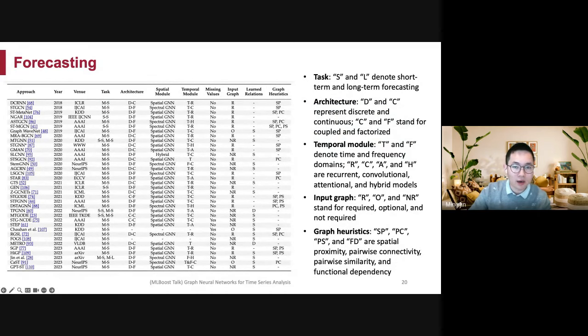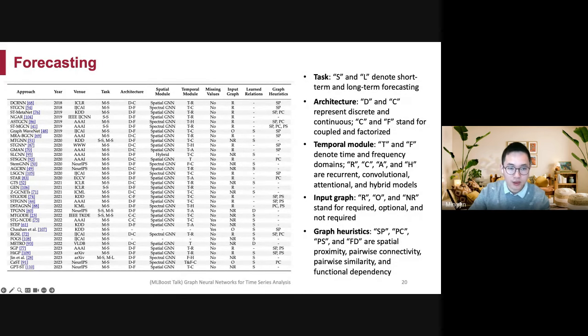And here is the summary of the recent works from 2018 to 2023. So here are some very representative works. For the task, S and L denote short-term and long-term forecasting. And for the architecture, D and C represent discrete and continuous. Oh, sorry, D is discrete, C is continuous. And on the right-hand side, C and F stand for coupled and factorized. So those are different notations.